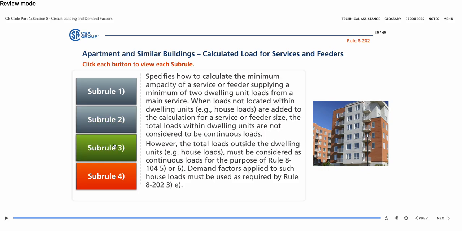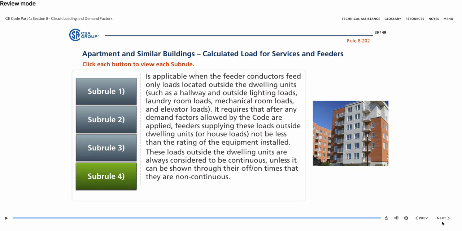Subrule 3 specifies how to calculate the minimum ampacity of a service or feeder supplying a minimum of 2 dwelling unit loads from a main service. When loads not located within dwelling units, for example, house loads, are added to the calculation for a service or feeder size, the total loads within dwelling units are not considered to be continuous loads. However, the total loads outside the dwelling units, for example, house loads, must be considered as continuous loads for the purpose of Rule 8-104, Subrule 5 or 6. Demand factors applied to such house loads must be used as required by Rule 8-202, Subrule 3E.